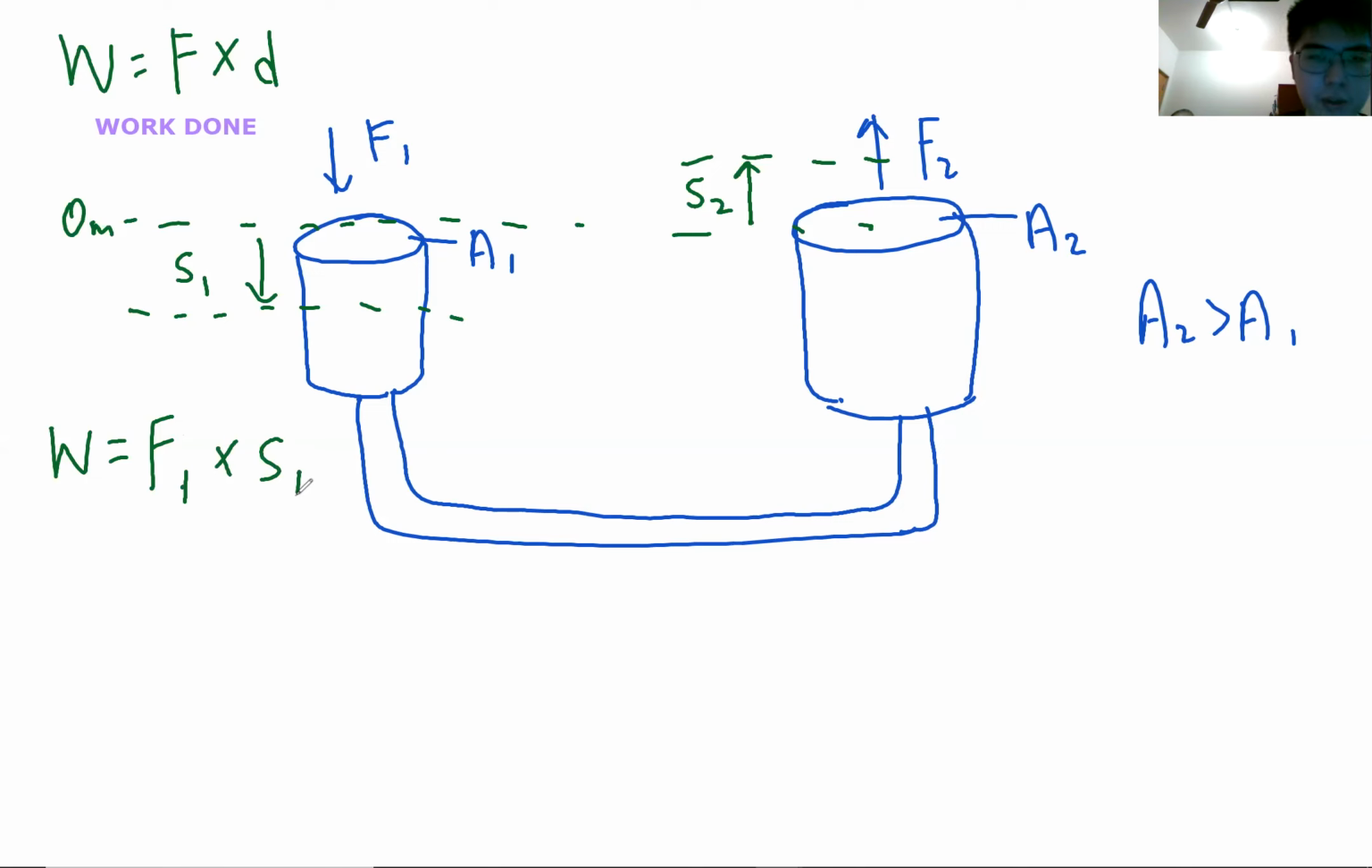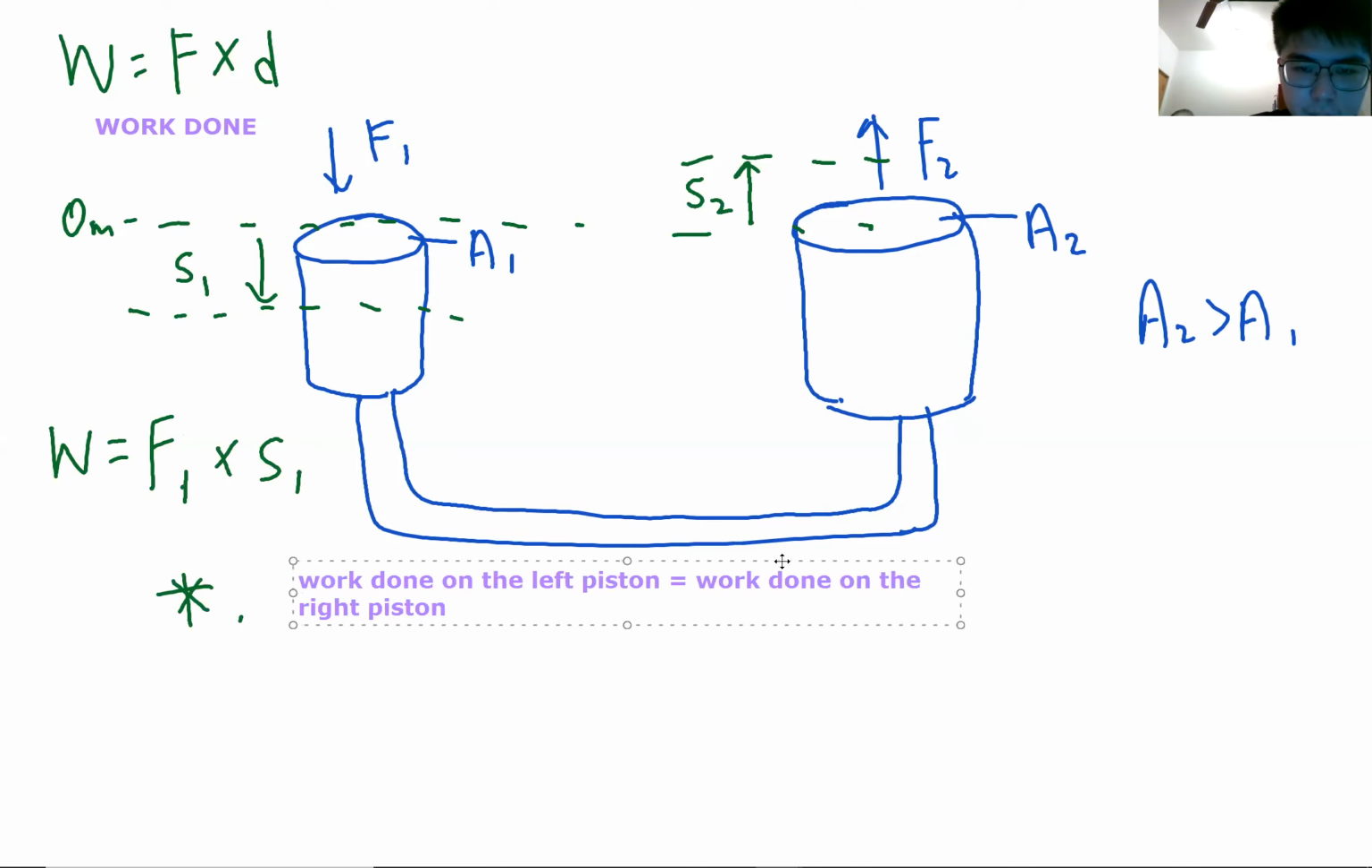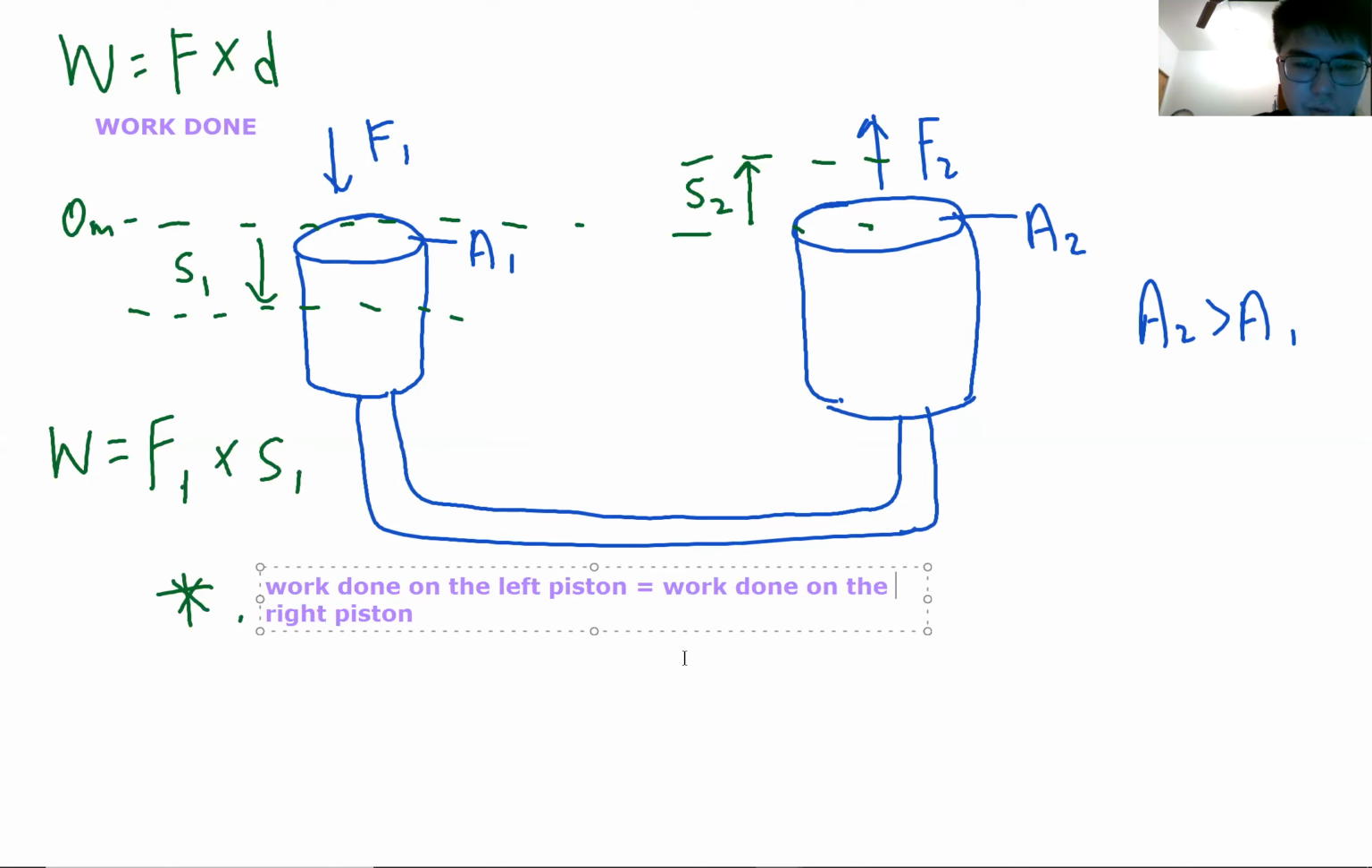Now, it's very important to know that this is the key. Okay, work done on the left piston is the same as the work done on the right piston. Remember this one. I write this down. Work done on the left piston equals work done on the right piston. Okay, it's just like pressure. Left side equals right side.